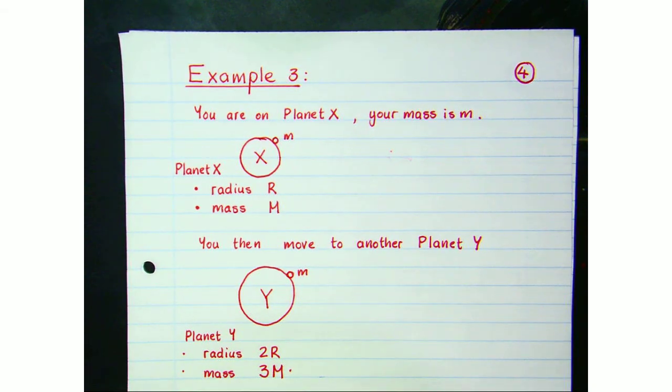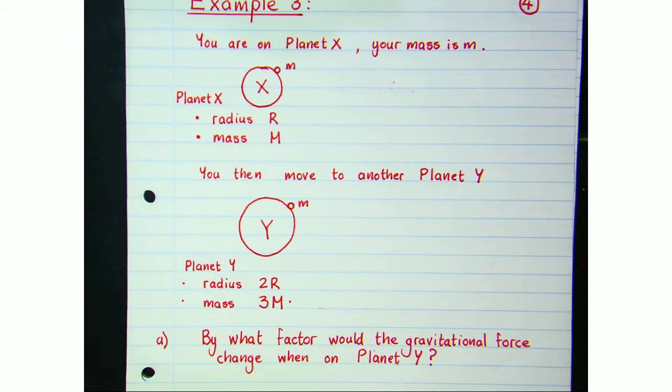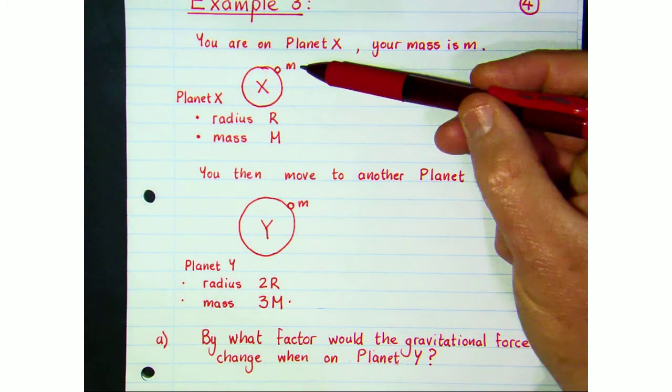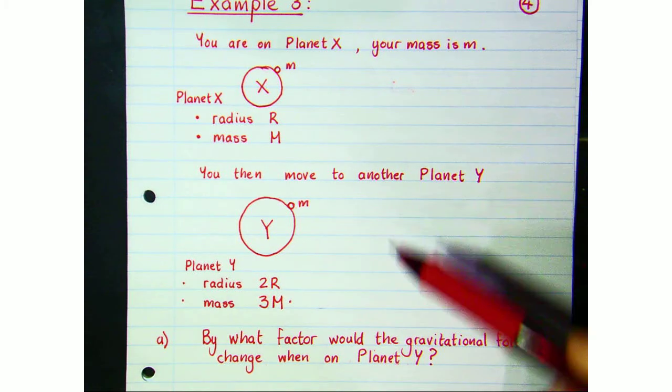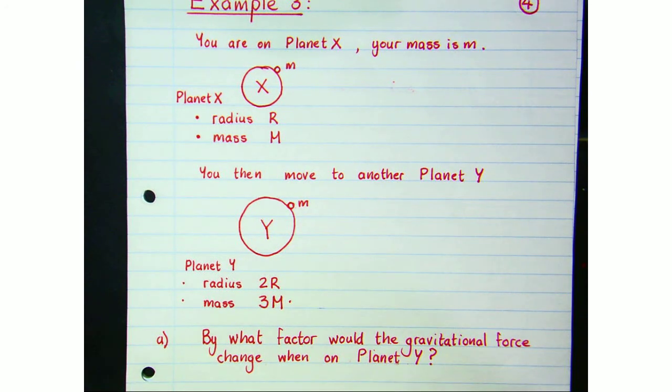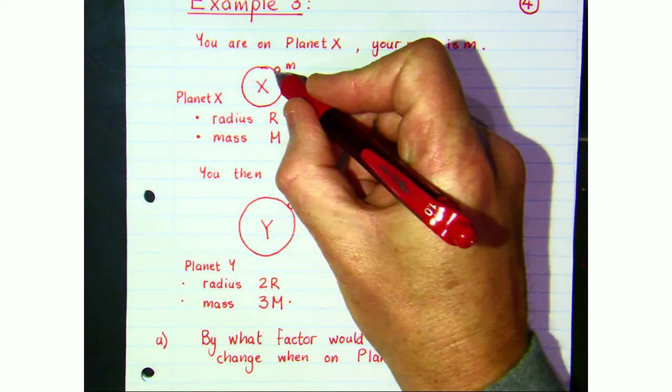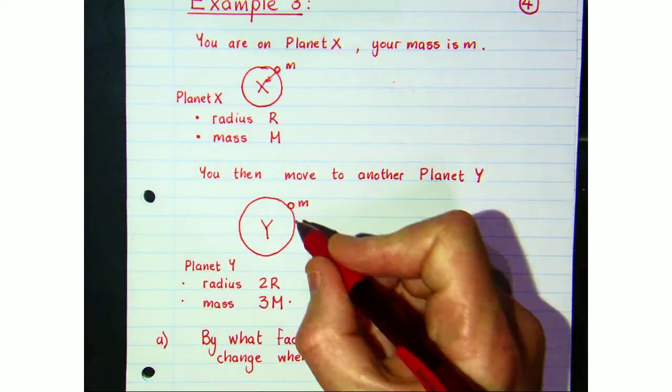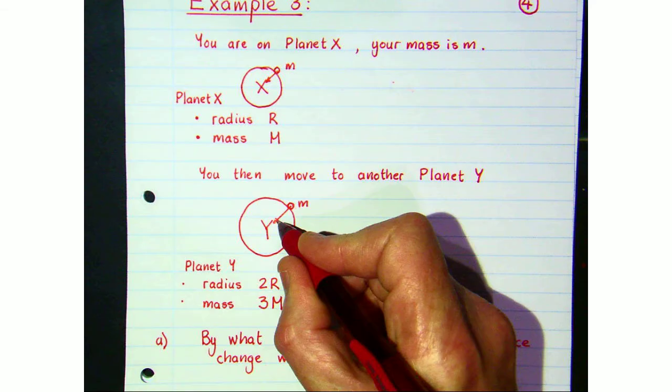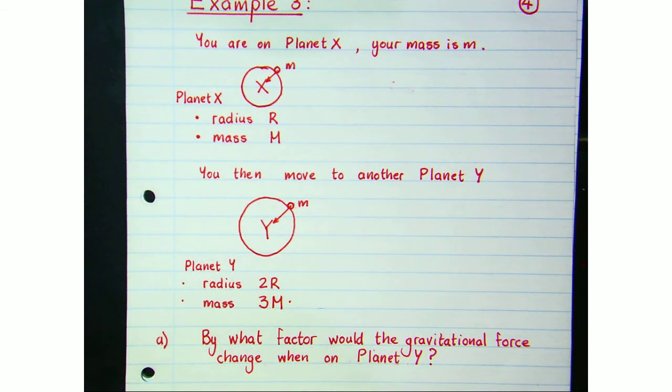And here's the first question. By what factor would the gravitational force change when that mass is now on planet Y? So we're taking the mass from planet X to planet Y, and we're saying by what factor would that gravitational force that it's experiencing here change when it gets onto planet Y? Does it get larger? Does it get smaller? Well, that's up to you to find out.